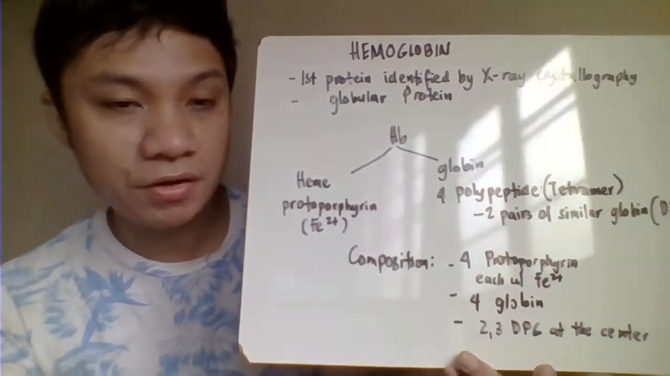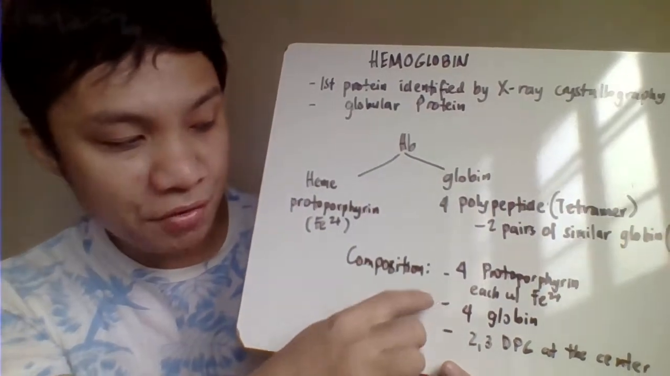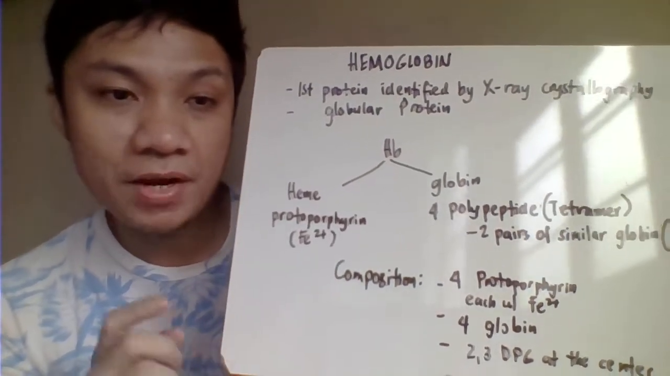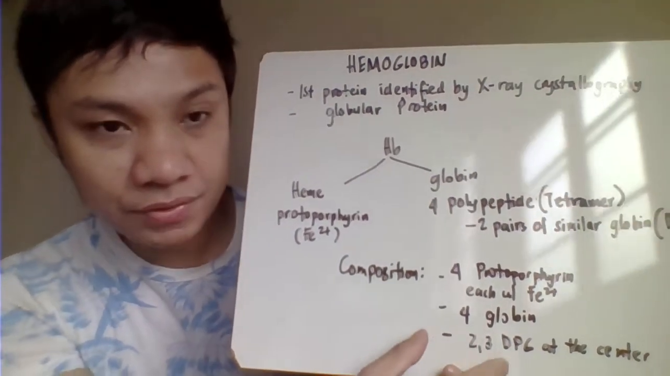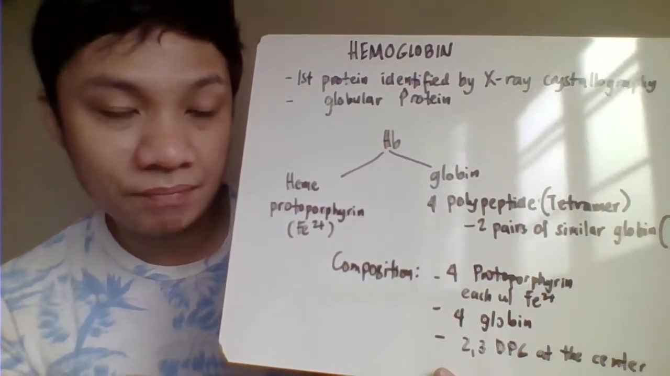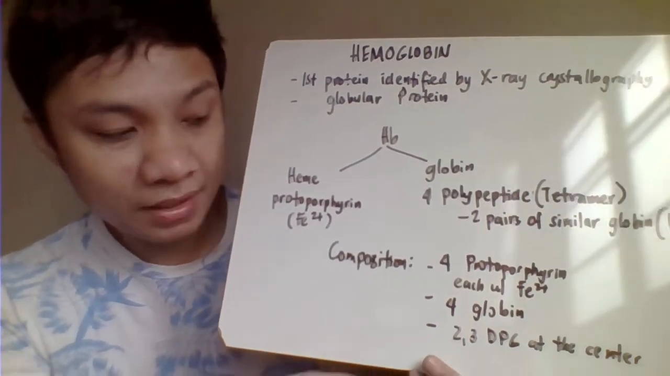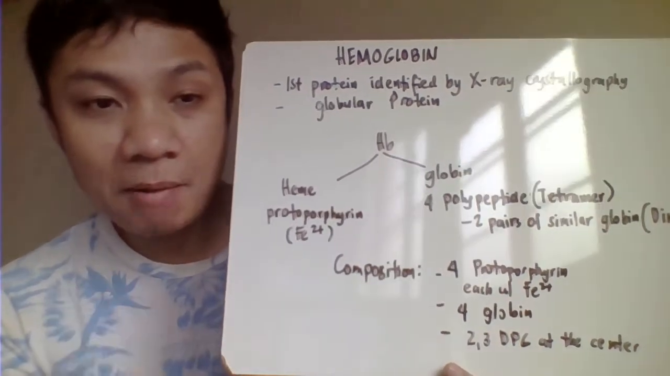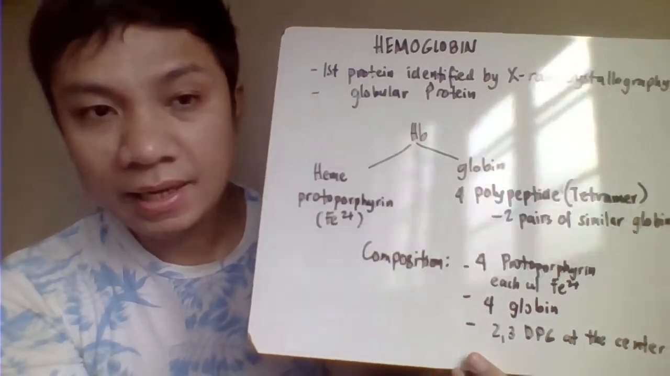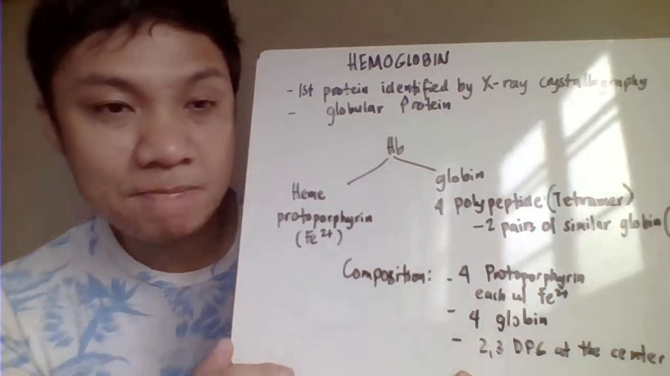We have here the basic composition of our hemoglobin. So your hemoglobin, there are four globin chains, and each of that contains also your four protoporphyrin rings, and each of the protoporphyrin rings would have one iron in your ferrous state. So apparently you have four protoporphyrin rings, and we have also the four irons, because each of them would have the iron at the center, and that one is in the ferrous state. Four globin, it's a tetramer. And two pairs. It's actually two pairs. It's a dimer. And then at the center of that entire structure, you have your 2,3 DPG.